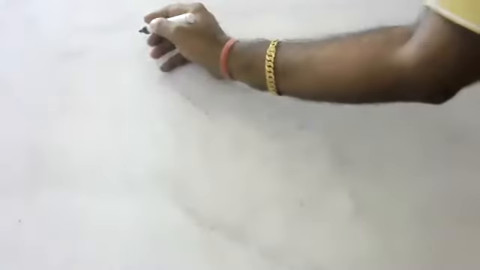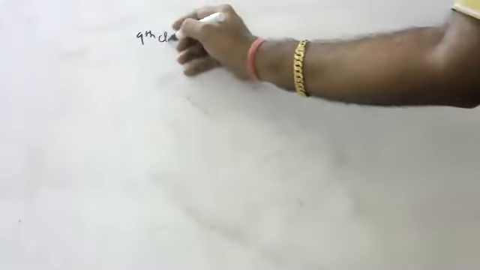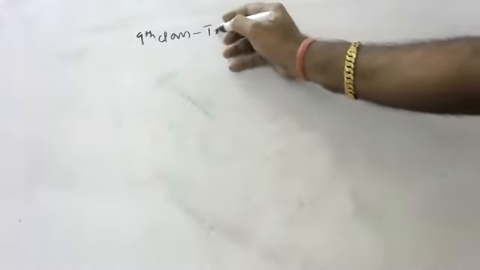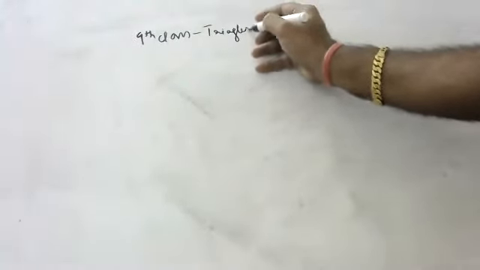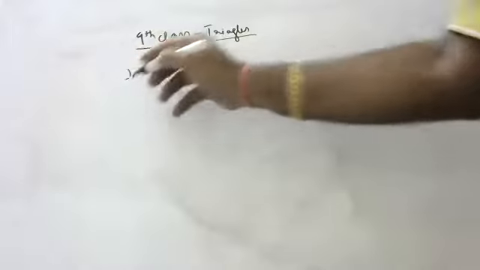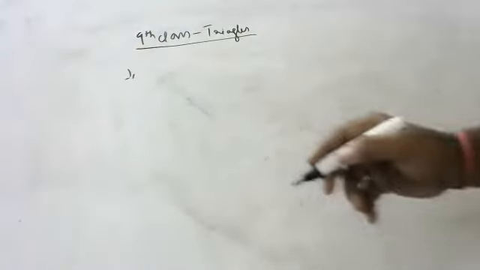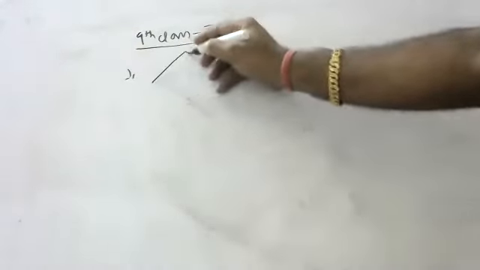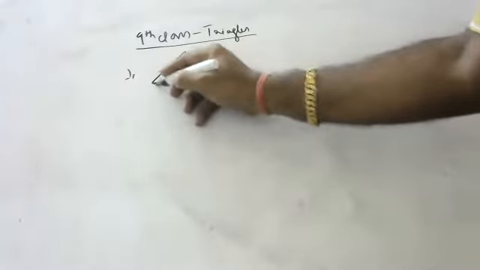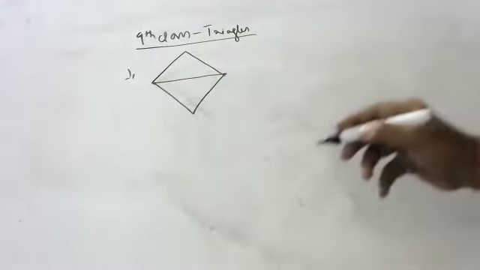So children, coming to ninth class triangles lesson revision. First question, children. First question is like this. See here. See what this means in the first question. Please see here, everyone. So what this means, children.